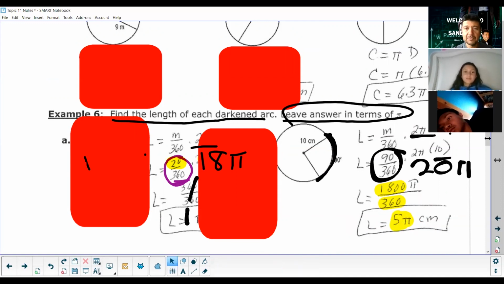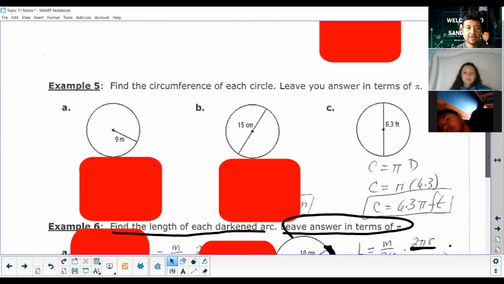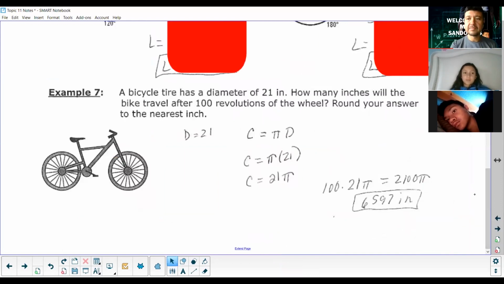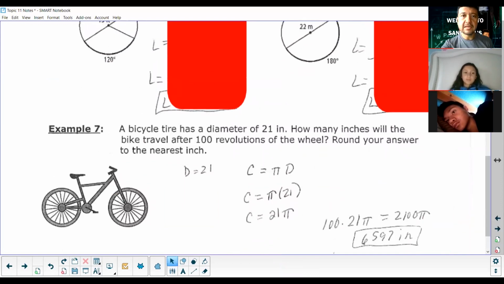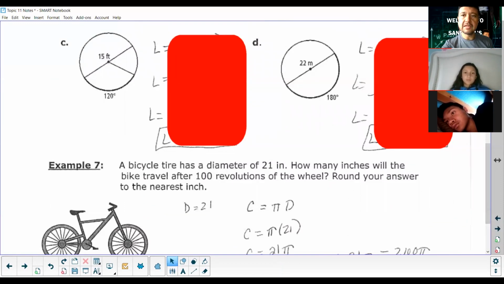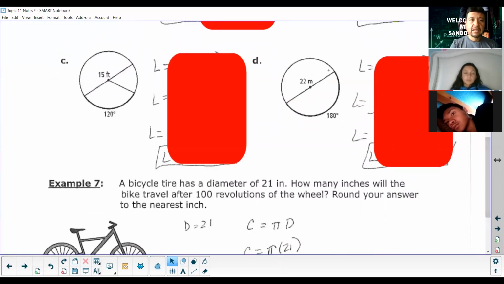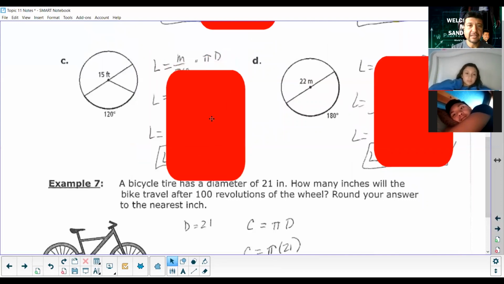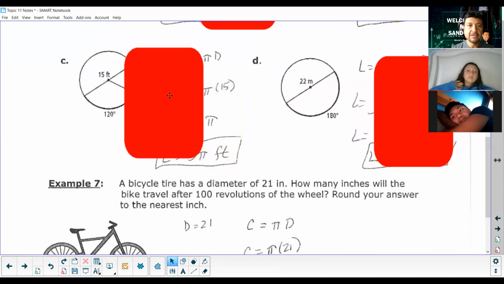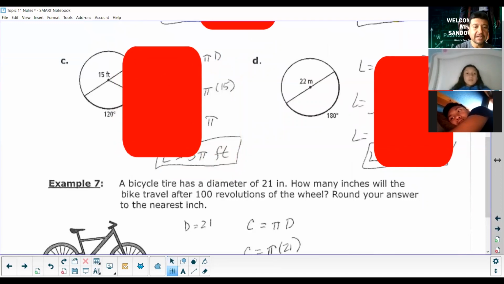Okay, let's move on and do one more of these. All right, so Marcus, which equation would I use for this one? Pi times the diameter. Yeah, exactly. So pi times diameter, right? If I do pi times diameter, what's the circumference of the entire thing? 15 pi. Yeah, 15 pi, right?